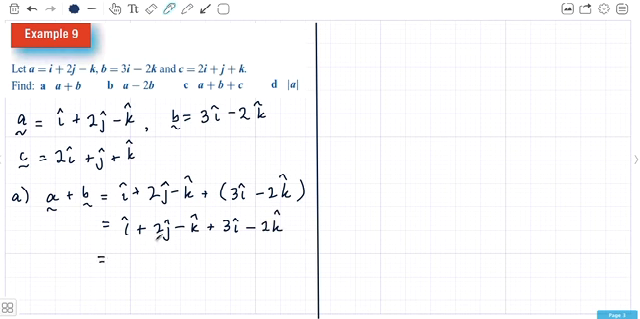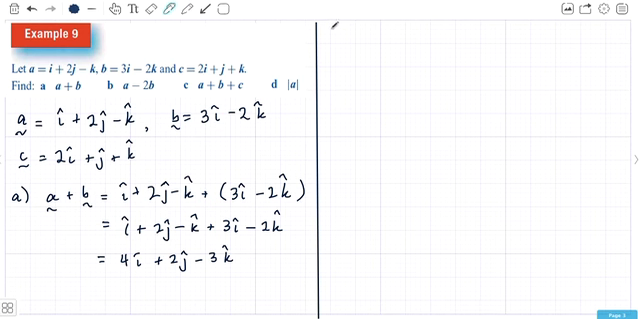And here we're just combining the parts that are the same. So the i's, you can see you've got i plus 3i, so that would be 4i. You can see you've got a j there. You don't have a j in the other part, so that would be plus 2j. And then k's, you've got a minus k and you've got a minus 2k. So that would be minus 3k. So that would be A plus B. So 4i plus 2j minus 3k.